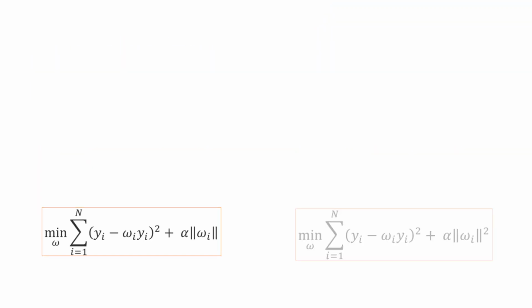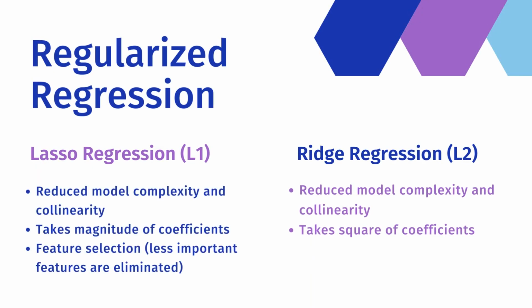Both Lasso and Ridge regression reduce the model complexity and multicollinearity, which is the dependency between features. Here, Lasso regression can also be used as a feature selection tool because less important features are eliminated as the regularization term becomes larger and larger. So, regularized regression is used to reduce the effect of overfitting.